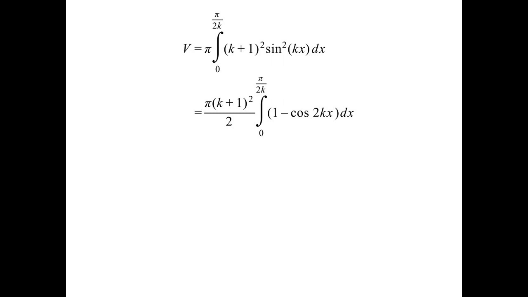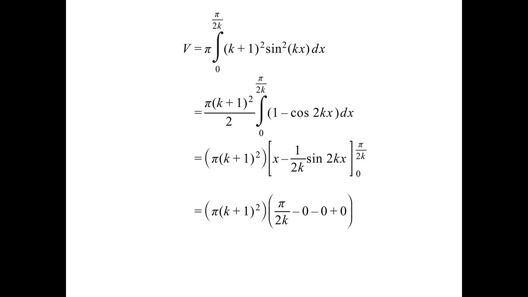And sine squared, using our double angle, I can rewrite that to be a half of 1 minus cos double angle, so 2kx. So that becomes x minus 1 on 2k sine 2kx, substituting in pi on 2k to 0, and we end up with pi squared k plus 1 squared on 4k. What was the question again? We wanted the volume to be pi squared. We have to find the value of k.